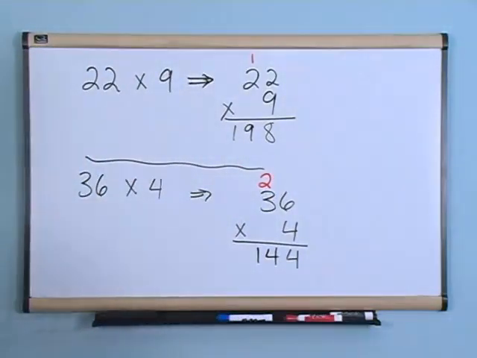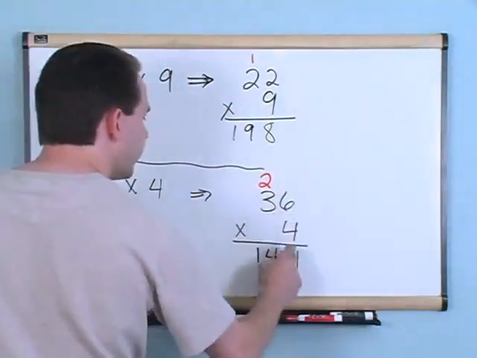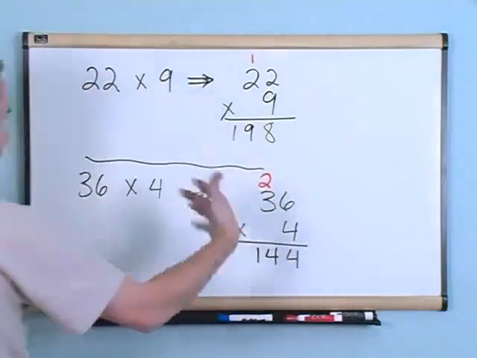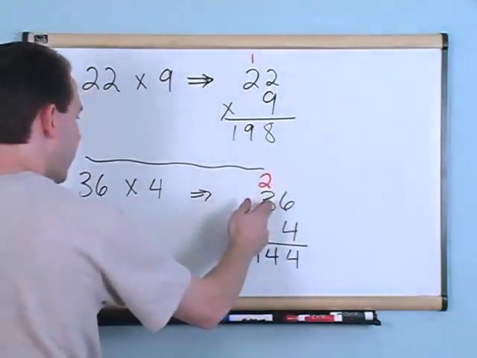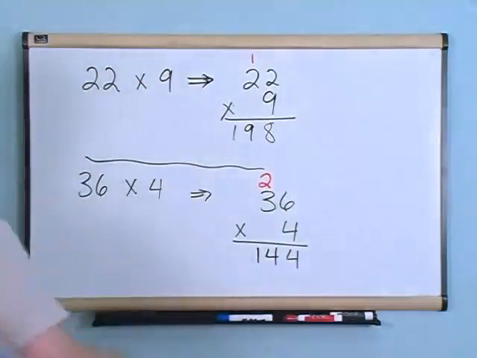That's the answer. So again, 6 times 4 gives 24. Put the 4 down, put the 2 up here, just like before. Now 3 times 4 is 12, plus 2 gives us the 14.